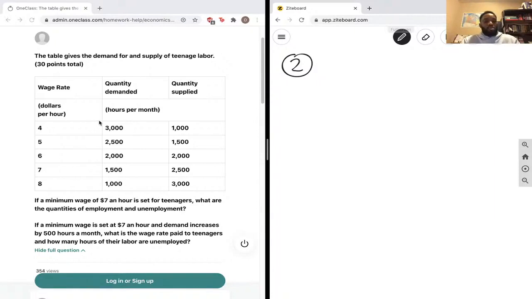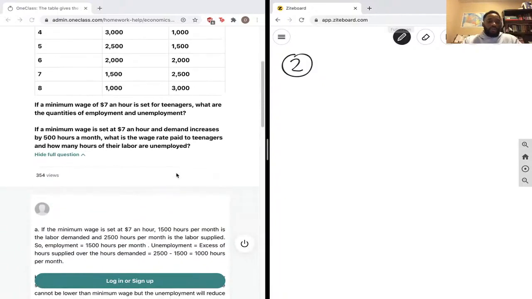So, at $7, quantity demanded of teenage workers is 1.5 thousand, and quantity supplied is 2.5. So that means there's 2.5 thousand people available to work, but only 1.5 are needed to work. And let's see what our tutor says here.